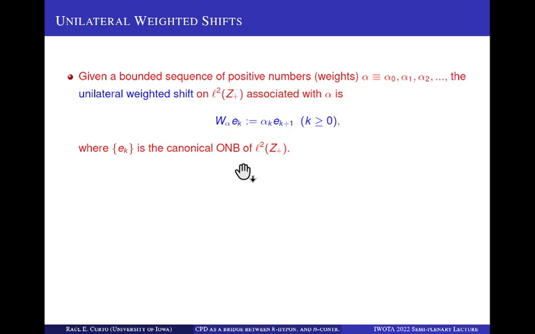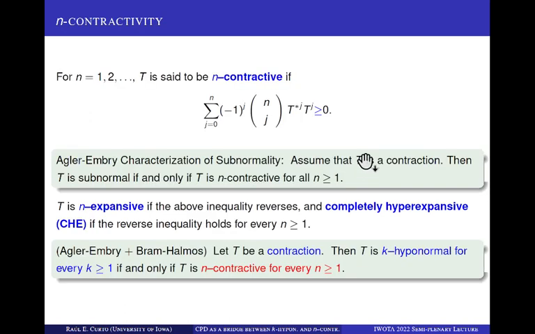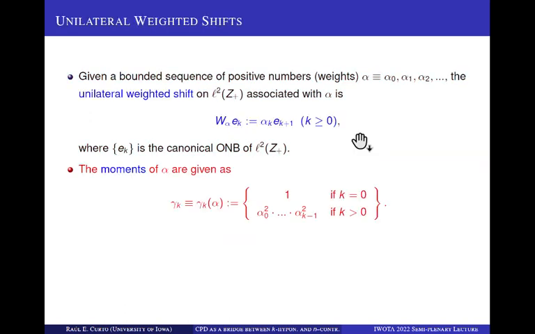So let's talk about unilateral weighted shifts. Given a bounded sequence of positive numbers, we form the operator on little l2 of Z plus, W alpha e_k equal alpha_k e_{k+1} for all k bigger or equal to 0, where e_k is the canonical orthonormal basis of l2. Okay? So the moments of alpha are given as follows. You multiply the squares of consecutive weights beginning at 0 and ending at k minus 1. So you have a product of k factors here, and that's your kth moment for the sequence.